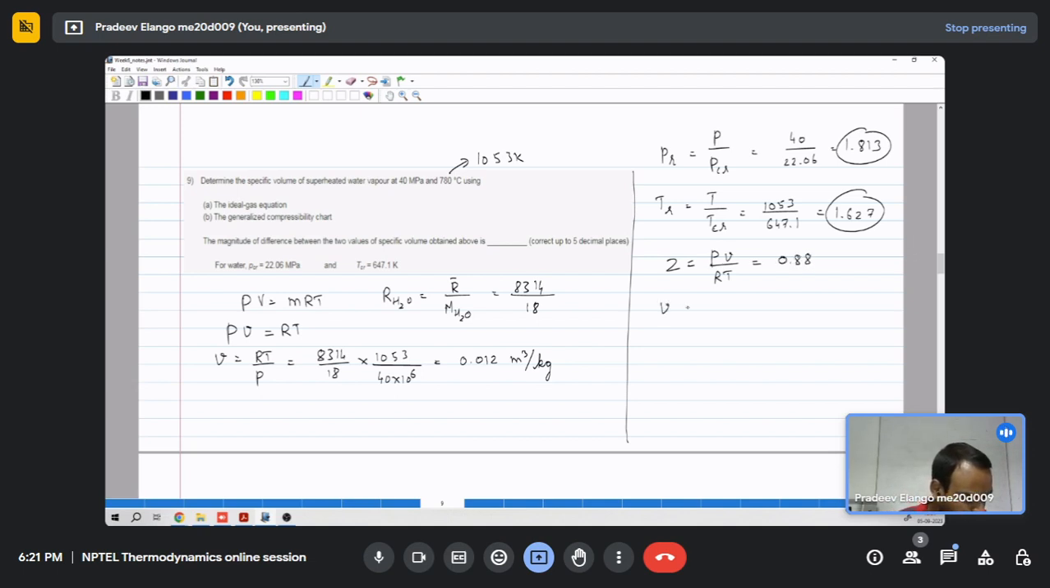Now volume equals 0.88 into R, which is 8314 by 18, into temperature 1053, divided by pressure, that is 40 into 10 power 6. Can you calculate this?